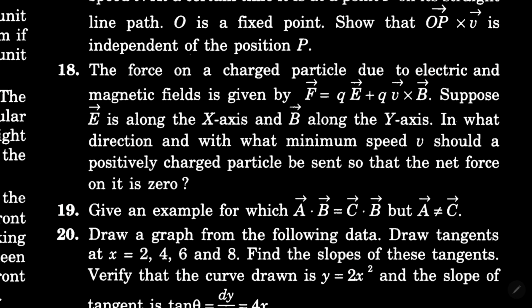In question 18, the force is given and suppose E is along the x axis and B is along the y axis, where E and B are the electric and magnetic fields. So we need to find in what direction, with minimum speed V, a positively charged particle should be sent so that the net force on it is 0. So we need to find the orientation of the charge so that the net force is 0 on it.